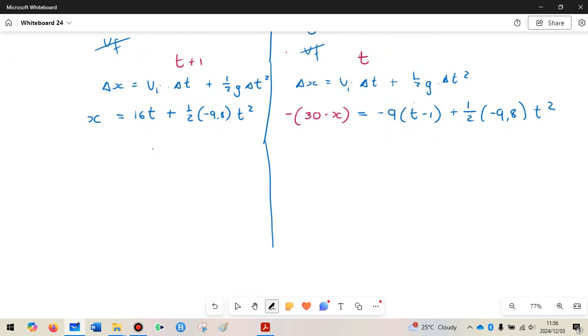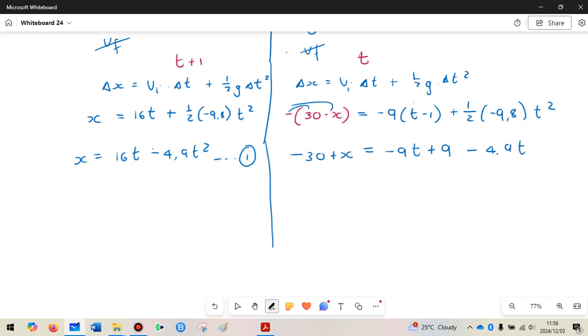Okay, so let's try and simplify this as much as possible. We're going to just say X is equal to 16T, plus times and minus gives me negative 4.9 T squared. This is my first equation. Then we're going to times this in and get negative 30. So easy to just make a little math error here and then get demoralized in this question. Minus 4.9 T squared. Double check that you haven't made any errors here, and I have.